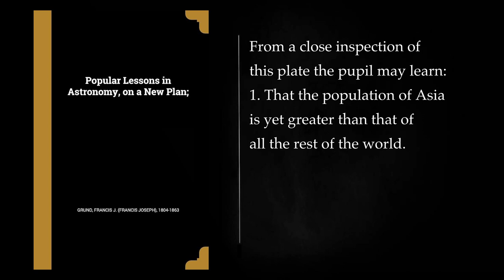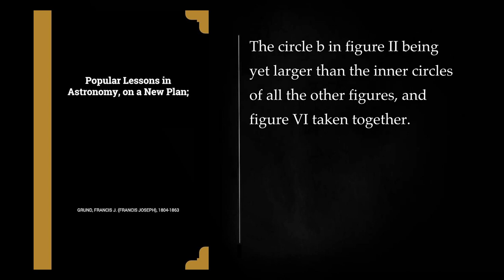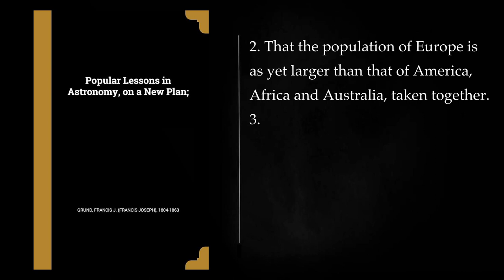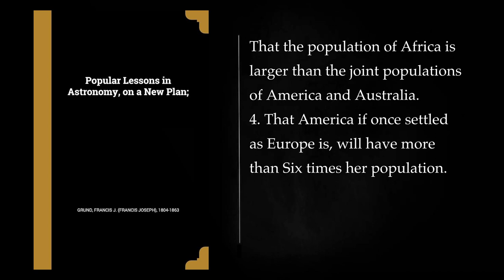1. That the population of Asia is yet greater than that of all the rest of the world. The circle B in figure 2 being yet larger than the inner circles of all the other figures, and figure 6 taken together. 2. That the population of Europe is as yet larger than that of America, Africa and Australia, taken together. 3. That the population of Africa is larger than the joint populations of America and Australia. 4. That America, if once settled as Europe is, will have more than 6 times her population.